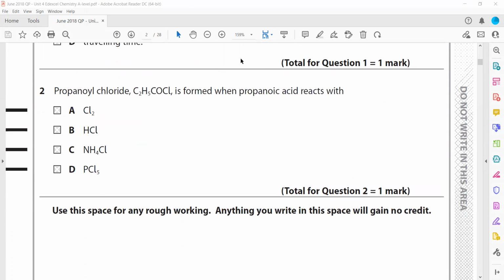Then propanoyl chloride is formed when propanoic acid reacts with PCl5, like how an acyl chloride can be formed. So D will be the right answer.